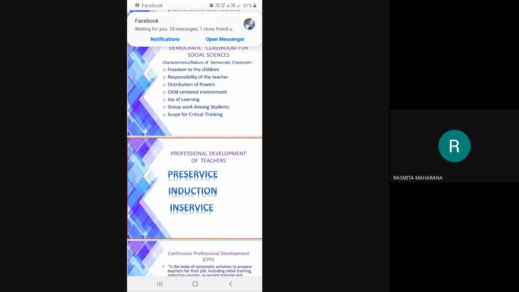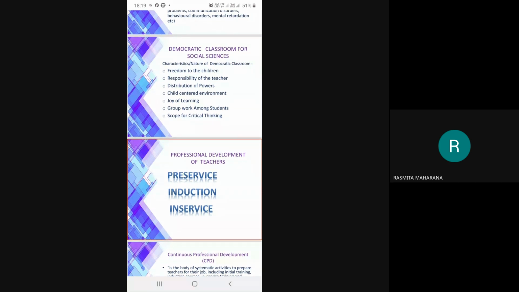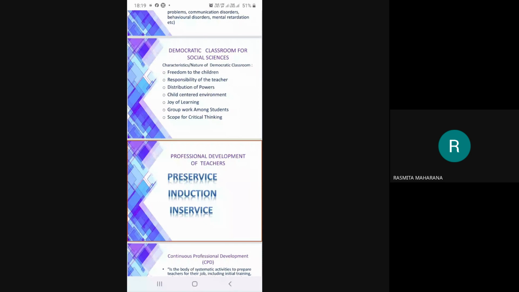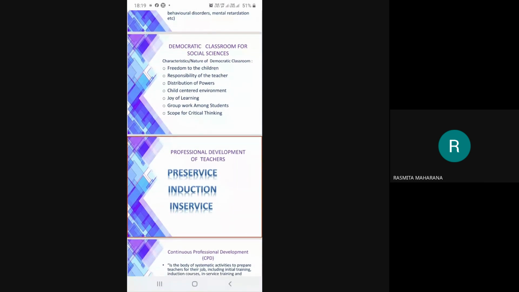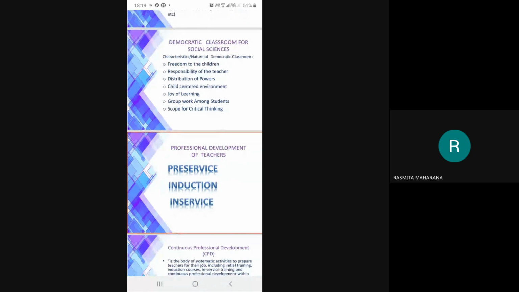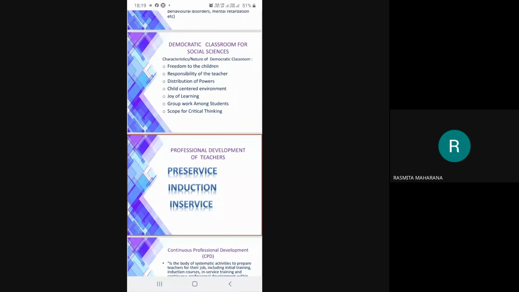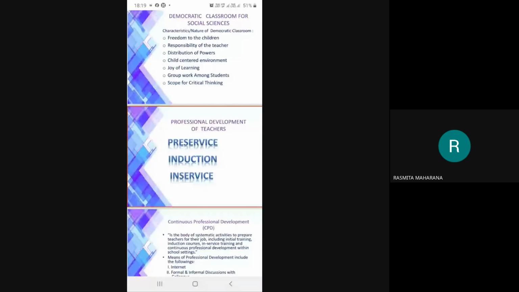And induction: when you get a new job, at that time also training is given at the time of entering the profession, and that is called induction. But when you are in the service, with time there are changes and new things arise, and the teacher has to be up to date regarding all those things. At that time we also provide certain training to our teachers, and that is called in-service training.